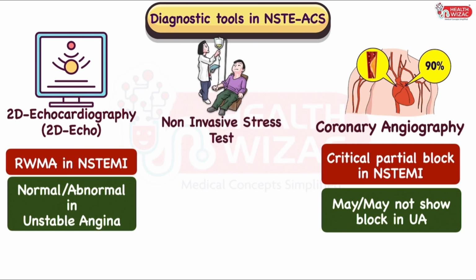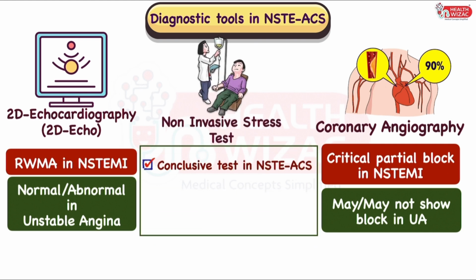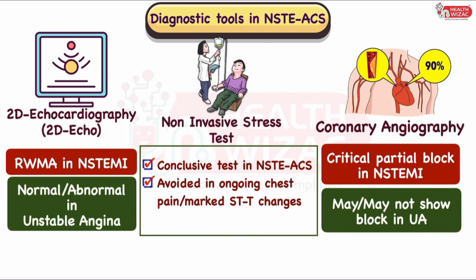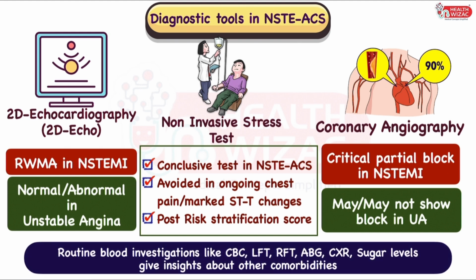Finally, non-invasive stress test is also a conclusive test in case of non-ST elevation ACS, but it should be avoided during ongoing chest pain or if ECG is showing marked STT changes, and should only be attempted after risk stratification is done. Other supporting blood investigations include CBC, LFT, RFT, arterial blood gas, chest X-ray, and sugar levels, which help us in giving some insights about the other comorbidities.